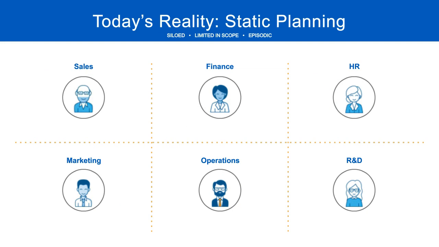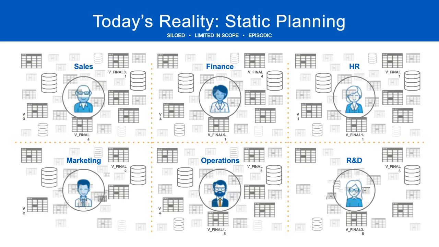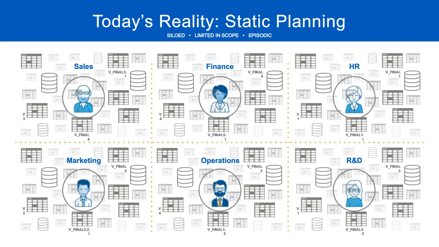The reality is that too many companies are stuck in what we call static planning, where planning is siloed between departments, where you're not collaborating and you're working off of a different set of data. Limited in scope, where you can only model certain aspects of your business, but not holistically the entire business. And then it's episodic, meaning because the planning process is so painful, you only do it at best annually because it is so manual and overburdensome.